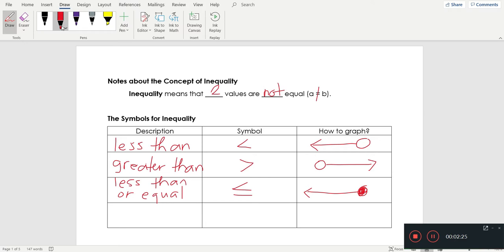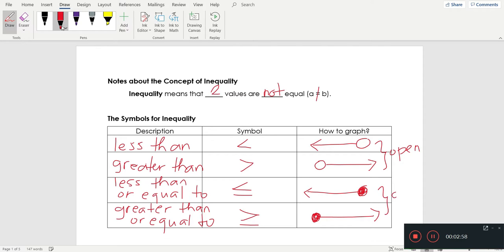Next is greater than or equal to. I forgot the 2 here. It's going to be open, and you have a line at the bottom and a closed circle to the right. So as you can see, these two are open circles and these two are closed circles.